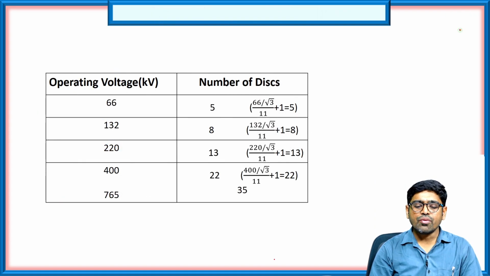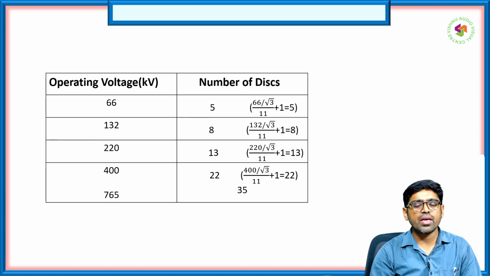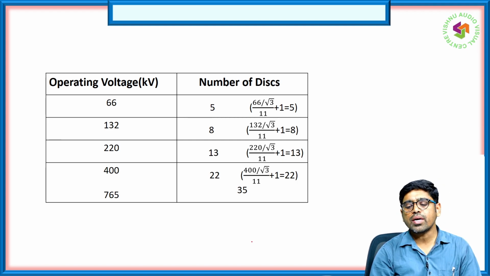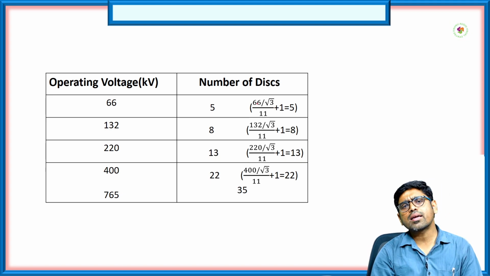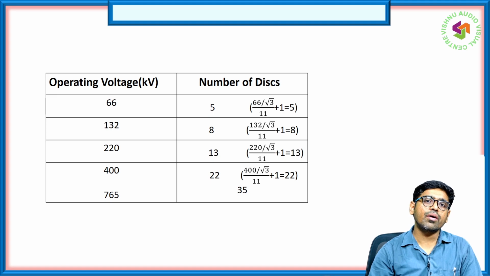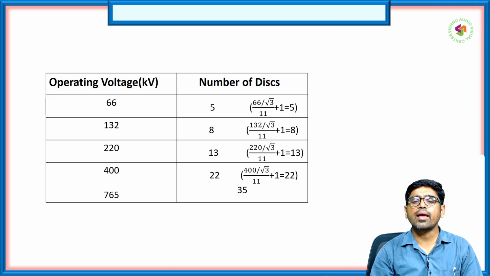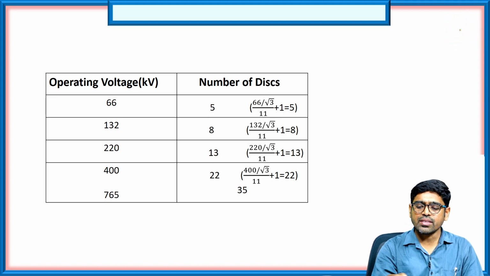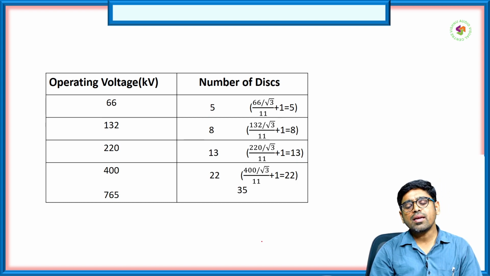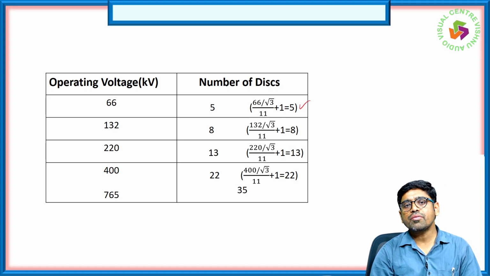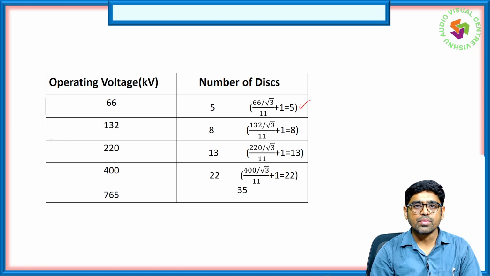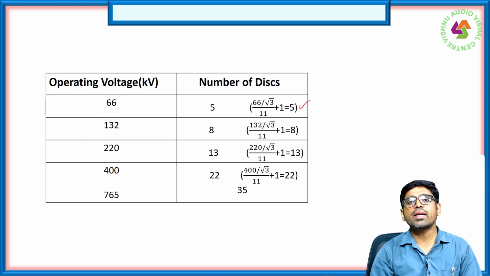Now for the operating voltage, let us see how many discs we need to connect for 66 kV. The values 66, 132, 220 are all line voltages, so we need to calculate in terms of phase voltage, which is the line voltage divided by root 3. So that is 66 by root 3, divided by 11, plus 1, so you get 5. So in a 66 kV transmission line, we need to connect 5 suspension insulators in series.